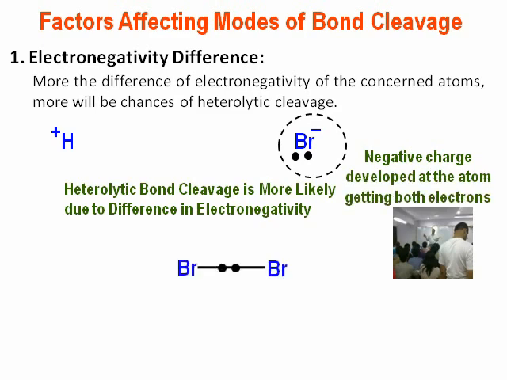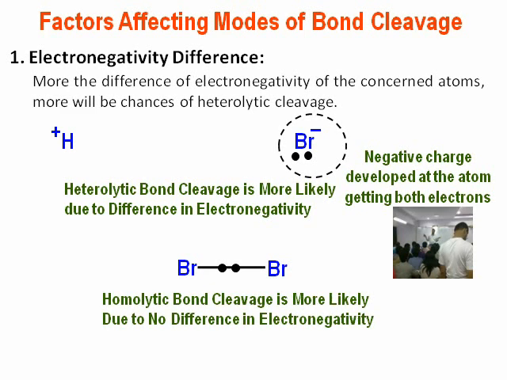Now if we see another molecule Br2, there is no difference in electronegativity. So homolytic bond cleavage is more likely in this way. There will be no new charge development.